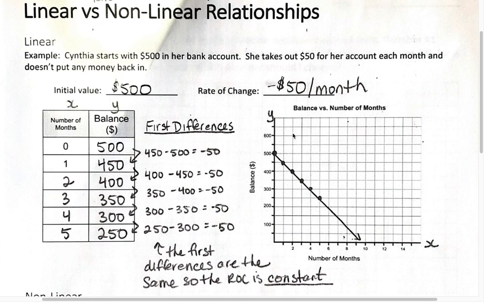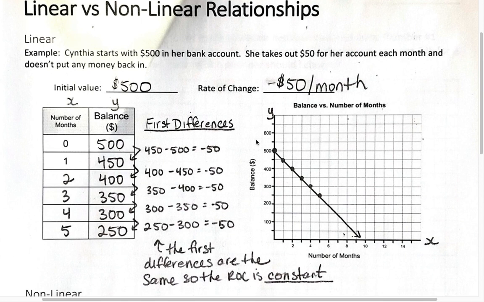As we looked at last week, we can look at this situation and pick out what is the initial value and what is the rate of change. In this case, the initial value is the amount that she has at the beginning. She starts with $500 initially, and then her rate of change is going to be minus $50 a month because she's taking out $50 every month, so it's going down every month. We've got to make sure we put that negative in there.